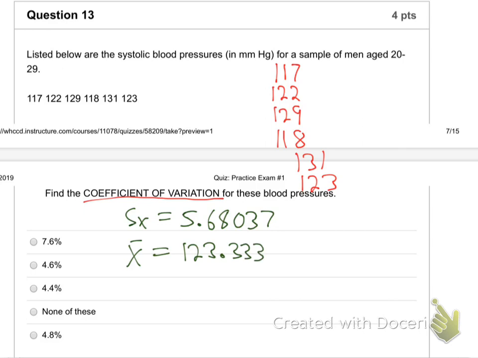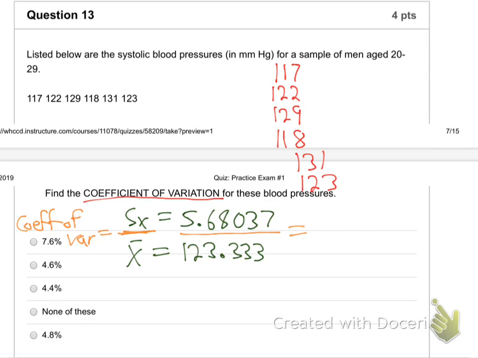Y'all getting that? And then the coefficient of variation is s sub x divided by x bar, right? That's what it says on your note sheet there. So just divide those two. So you're going to have to type in those numbers separately again on your calculator and then just divide them.